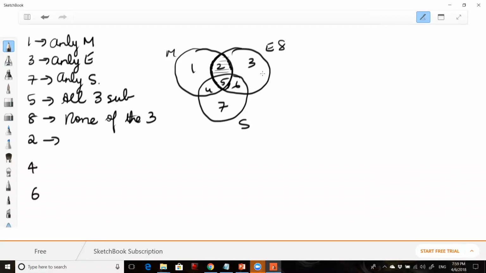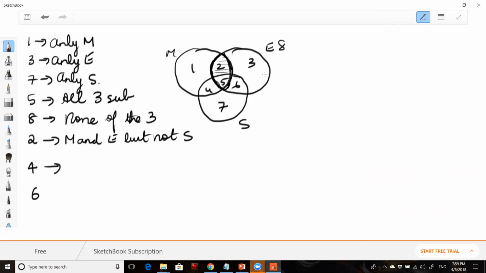Region 2 is part of the M circle, part of the E circle, but not a part of the S circle. So 2 represents a person who has passed math and English, but not science. See, there's a big difference between you telling me math and English and me telling you math and English, but not science. Math and English means it's the entire intersection of the 2 circles. I am only asking you for region 2. So similarly, what does region 4 represent?